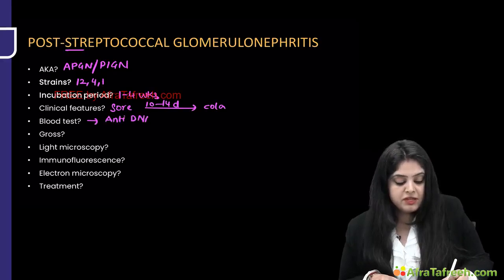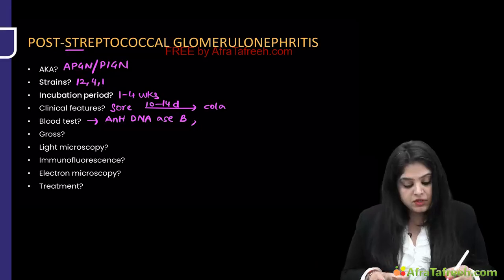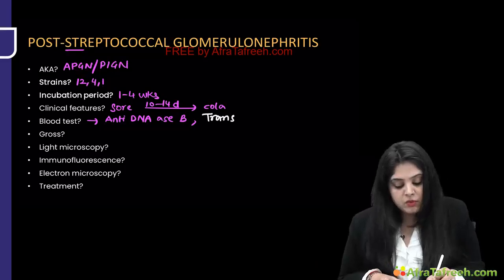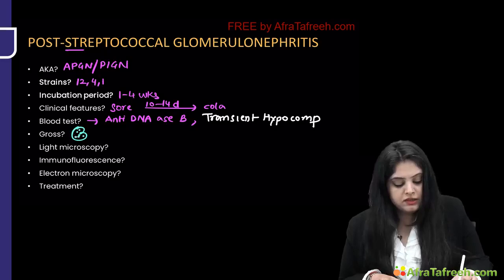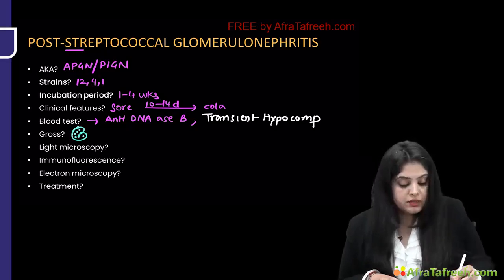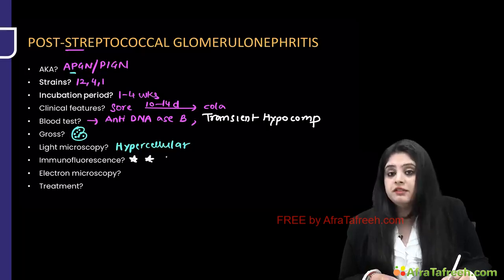Which antibody is the best? Anti-DNase B is the best. What is the most important blood test, which I kept telling you, very, very, very important? It is a transient hypocomplementemia. How does it look like grossly? I told you the kidney is going to show you those dots. That is the flea-bitten kidney. Microscopically, like you said, proliferative, lots and lots of cells. It is hypercellular. Immunofluorescence shows you the very famous starry sky appearance.